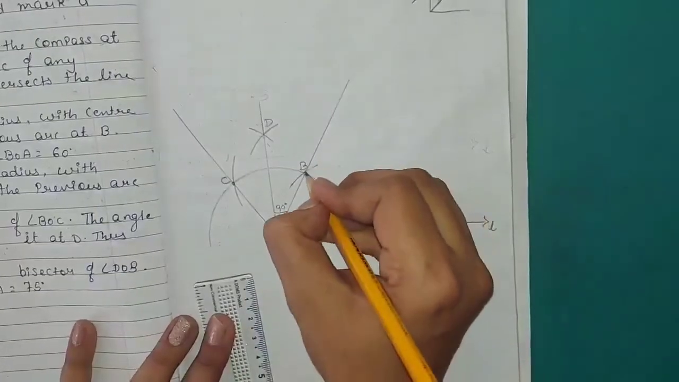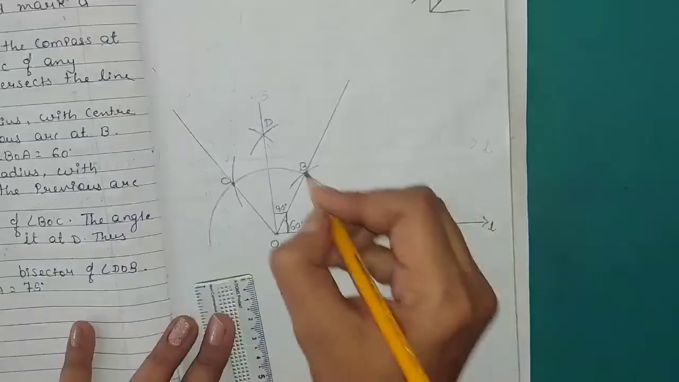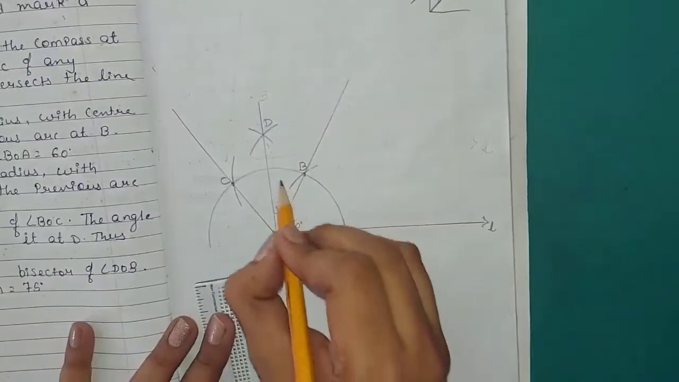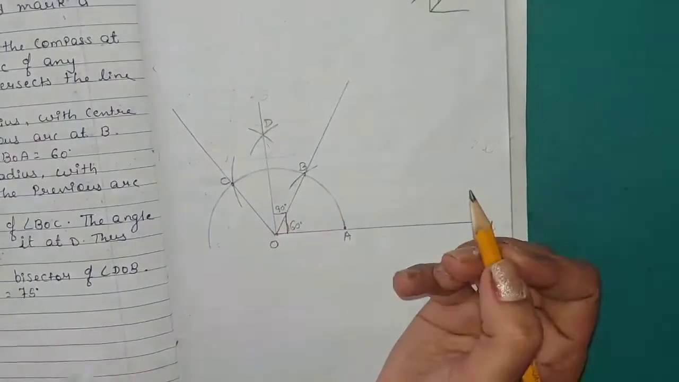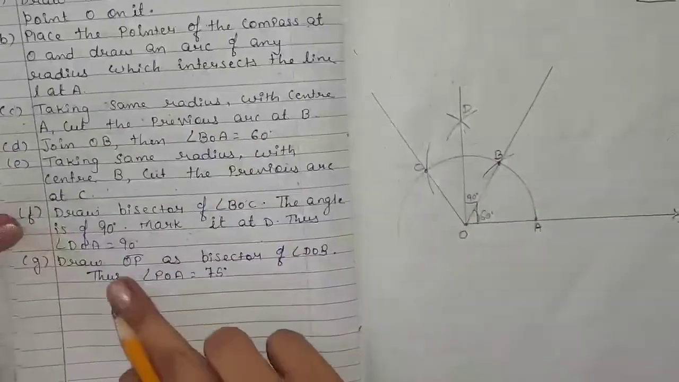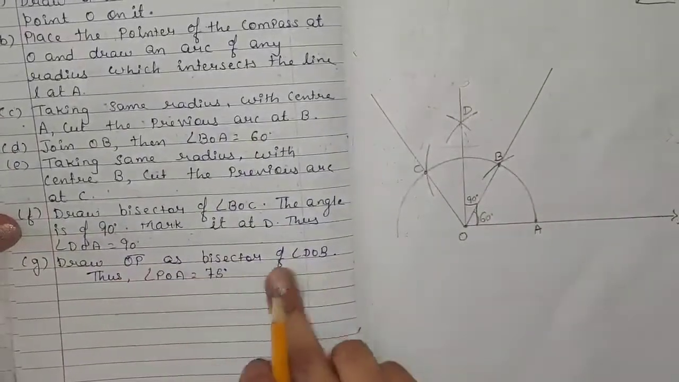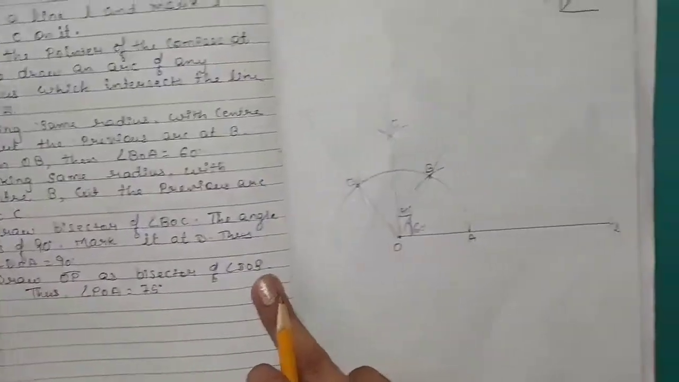Now students, this angle BOA is 60 degrees. This angle is 90 degrees. We have to draw 75 degrees. That will come in between 90 and 60 degrees. So let us see the next step. Draw line segment OP as the bisector of angle DOB. Thus, angle POA is 75 degrees.